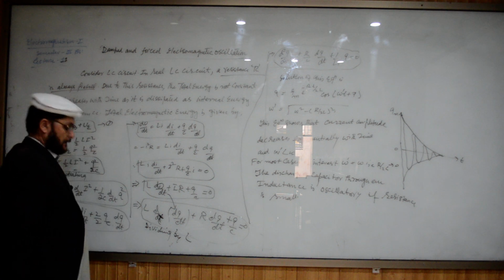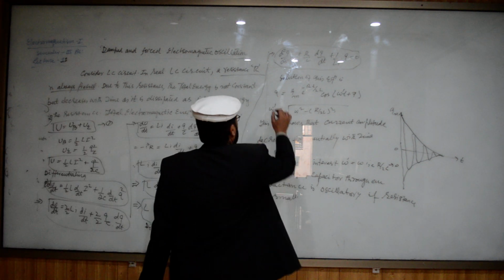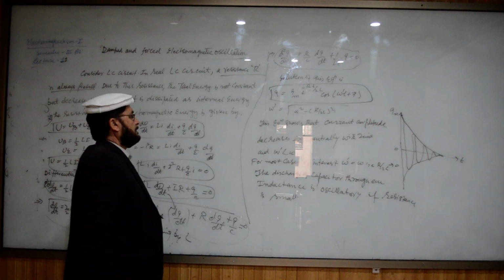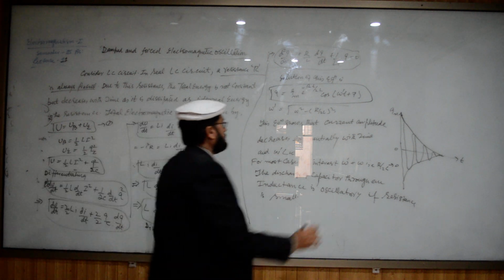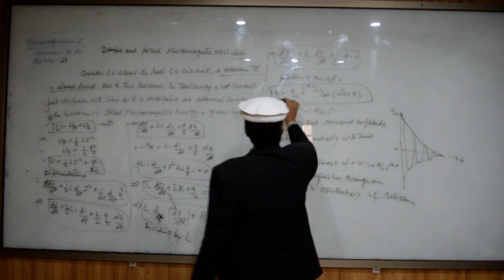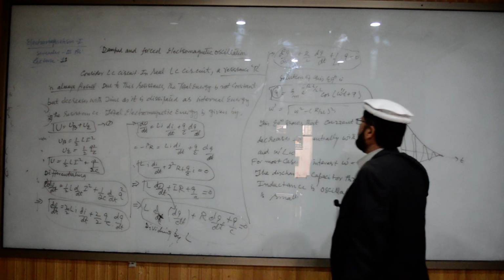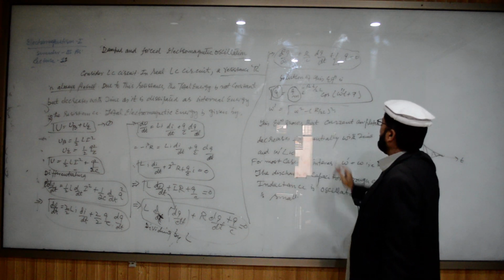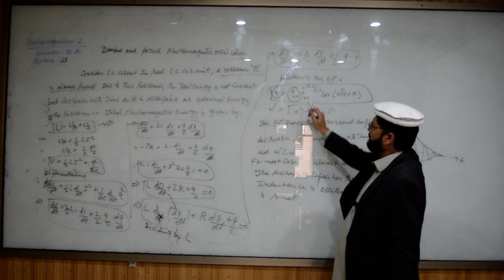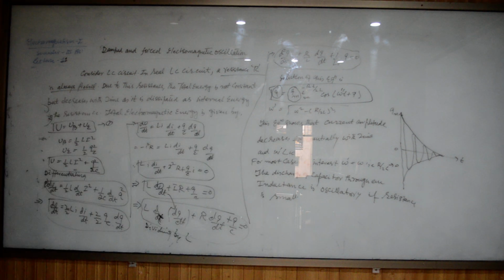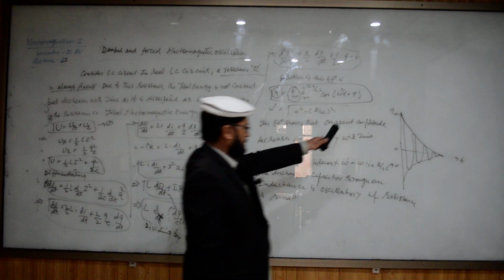So the solution of the above equation is q is equal to Qm e to the power minus Rt divided by 2L cos omega double prime t plus phi. What is Q? Q is an instantaneous charge. What is Qm? That is the maximum charge. And you see here, you see exponential form. So it means that the charge decreases in an exponential way. This is an exponential graph.